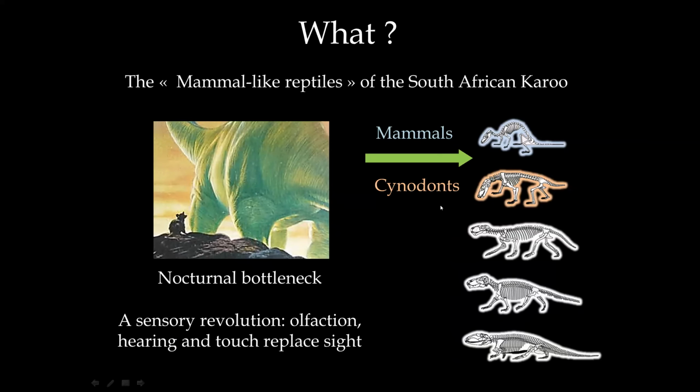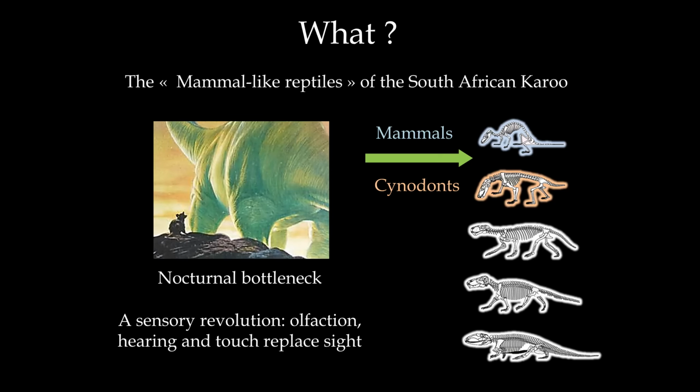So cynodonts are the last reptilian-like ancestors of mammals. And what's interesting there is what basically turned these reptiles into mammals, which is an event we call the nocturnal bottleneck. So the nocturnal bottleneck is basically when those reptiles that dominated the terrestrial ecosystem turned into small shrew-like mammals when the dinosaurs basically became the dominant species on Earth.